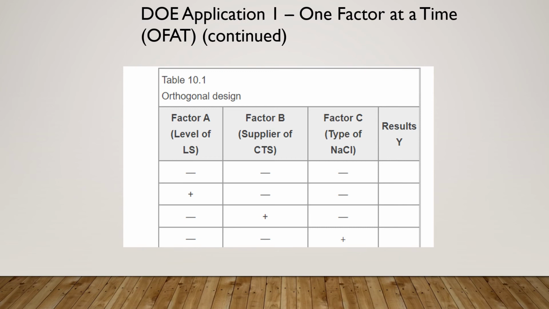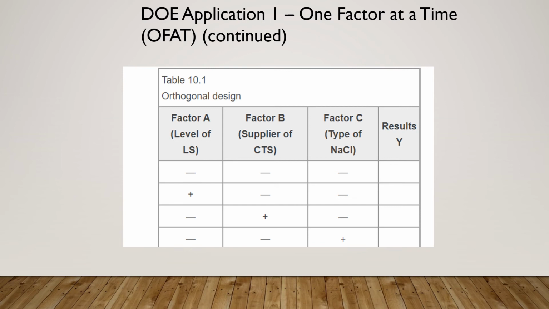Our baseline levels are reflected in the first row since we have all minus signs. In row 2, we changed only factor A, LS. We know this because of the plus sign. In row 3, we changed factor B, CTS, and in row 4, we changed factor C, NaCl.